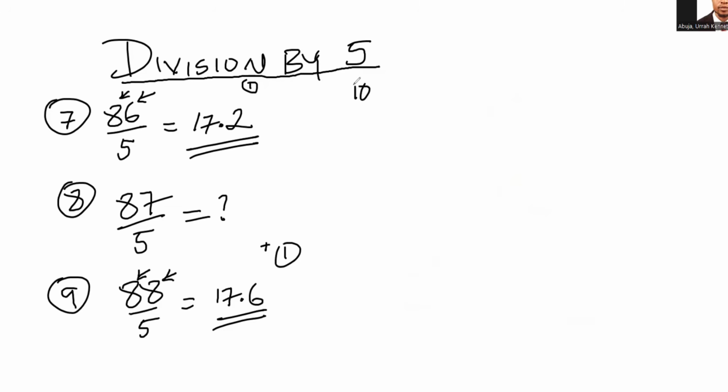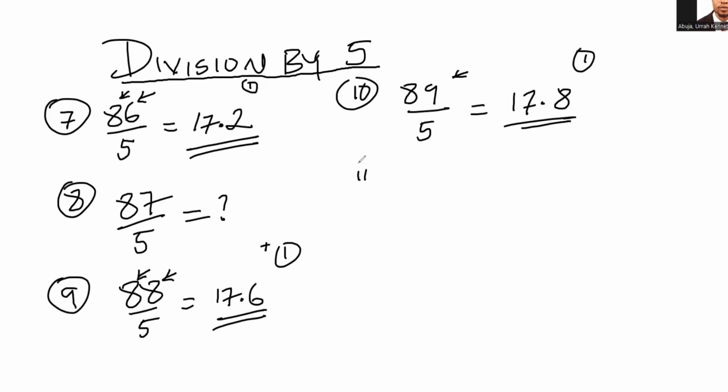Now number 10. Number 10 is basically 89. 89 divided by 5, so we're adding 9 to itself. 9 plus 9 gives us 18. So I write 8 and keep 1 aside. Now 8 plus 8 is what? 16. 16 plus 1 gives us what? 17. So this is 17.8. And 11 is 90.